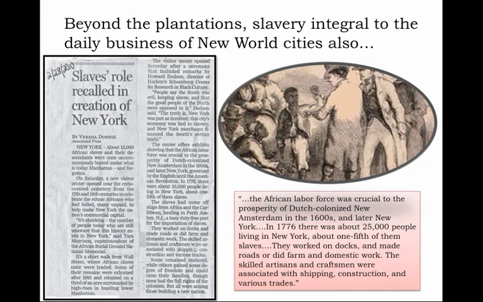From this article, the African labor force was crucial to the prosperity of Dutch colonized New Amsterdam in the 1600s and later New York. In 1776, there were about 25,000 people living in New York, about one-fifth of them slaves. They worked on docks and made roads or did farm work and domestic work. The skilled artisans and craftsmen were associated with shipping, construction, and various trades. So not plantation labor, but city life. The city trades, the city labors, domestic work.